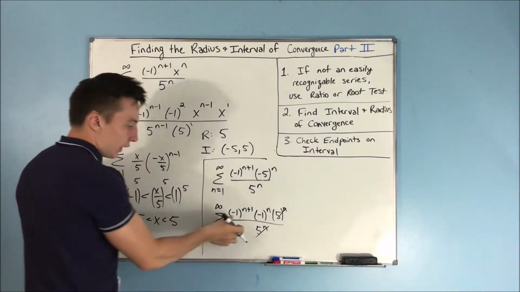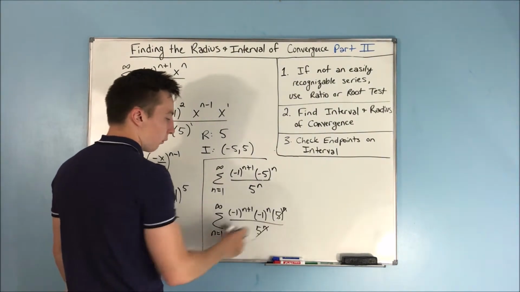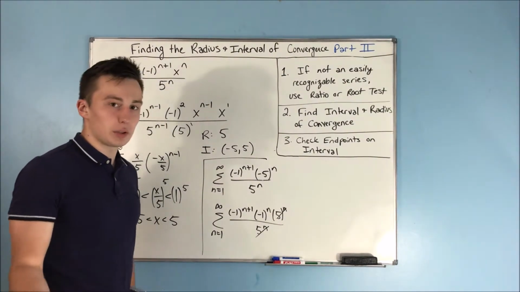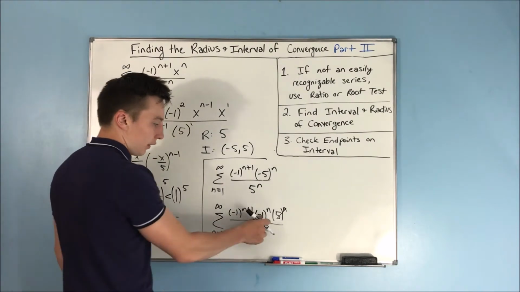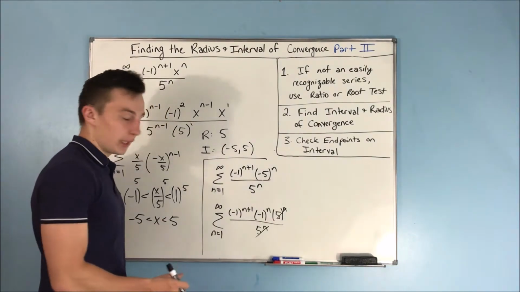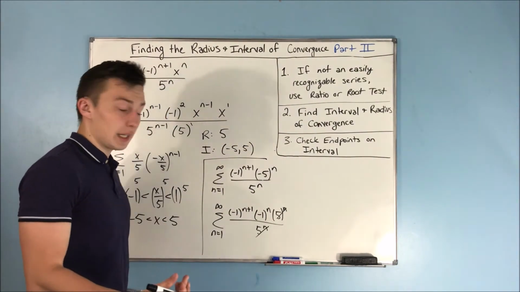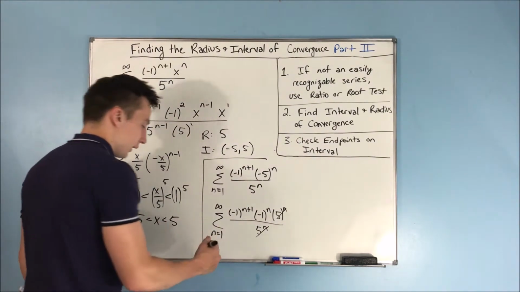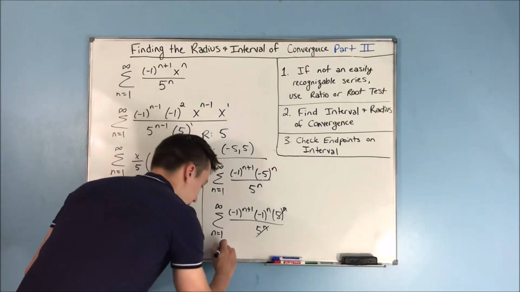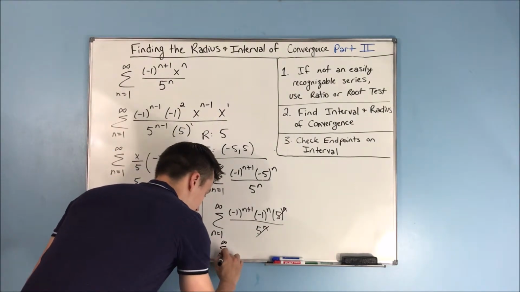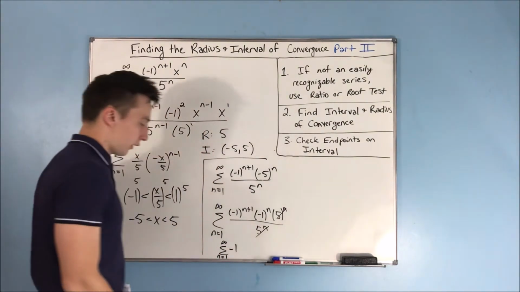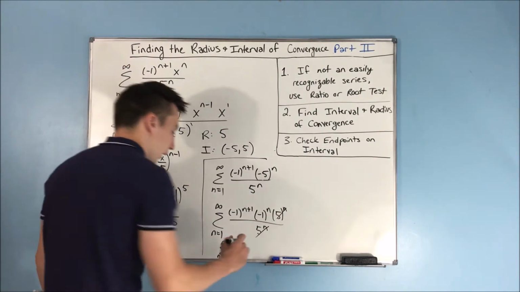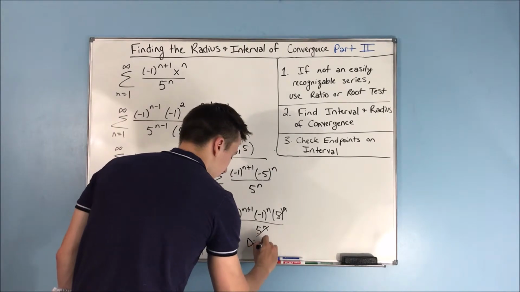Now we have a (-1)^(n+1) times (-1)^n, and all that's telling us is that all of our terms are going to be negative, because this makes all odd terms negative and this is making all even terms negative. So really you're just adding up an infinite number of -1s, which is divergent. You can even do the test for divergence there, but you can see that this is going to be divergent.